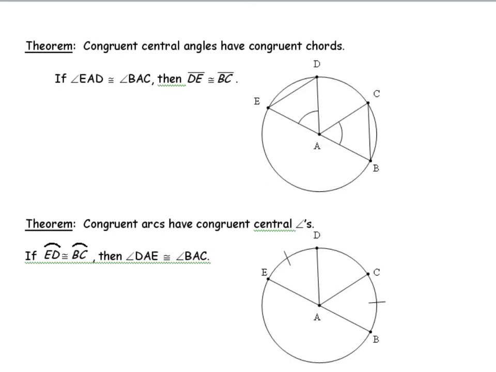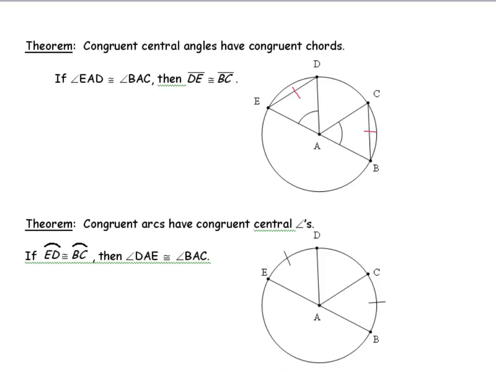The next two slides are going to be kind of quick because we're just going to run through some theorems that relate to circles. I've got this circle centered at A, and congruent central angles have congruent chords. If angle EAD and angle BAC, those central angles, are congruent, then I know the chords formed by them, segment ED and segment CB, are congruent. So if your central angles are congruent, then the chords formed by them are also congruent.